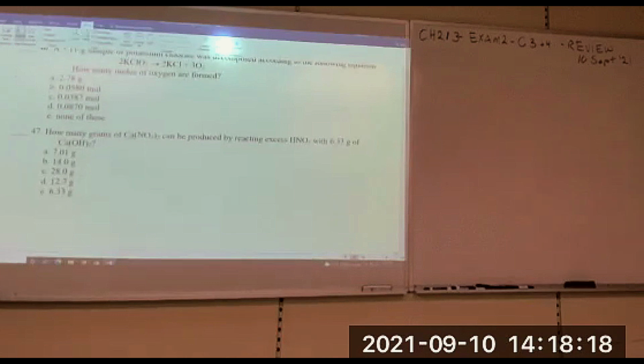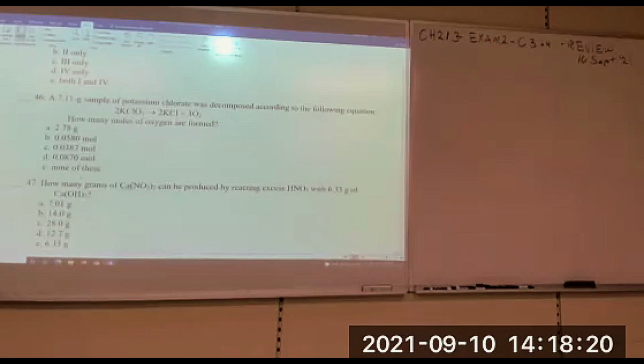Let's see. Stoichiometry, if you know the mass of the reactant, you can find the number of moles of your product oxygen here. 7.11 grams. So how do you get from one point to the other in a balanced equation? Moles is the magic word. If you don't have moles, you can't go anywhere in a balanced equation. So if you're talking masses, you use molar mass and convert to moles.